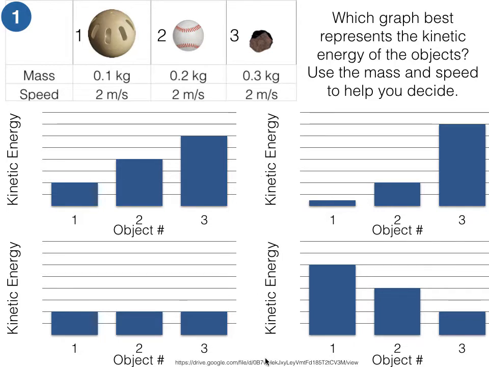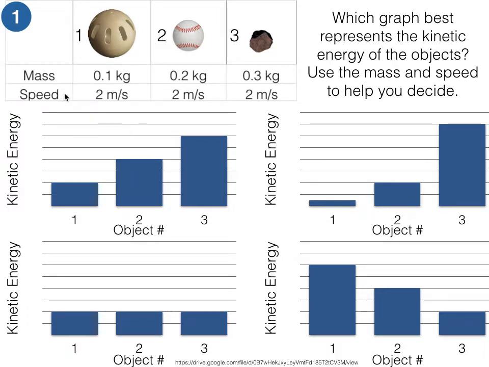I've reformatted it a little bit for our screen, but they have three different objects that they've dropped here, and they want to know which graph best represents the kinetic energy of the objects. Use the mass and speed to help you decide. Now, first of all, is this a phenomenon that your students have necessarily done? Have they dropped these three balls before? Have they dropped any balls before? They may or may not have done this exact task before, and it's new to them. Take a moment, of course, to look at these four graphs and figure out which one is the correct answer.